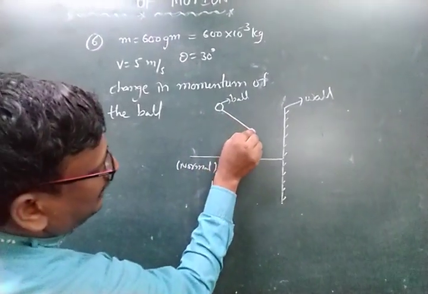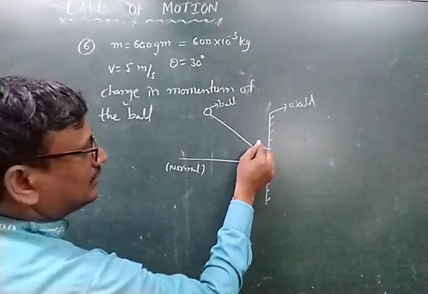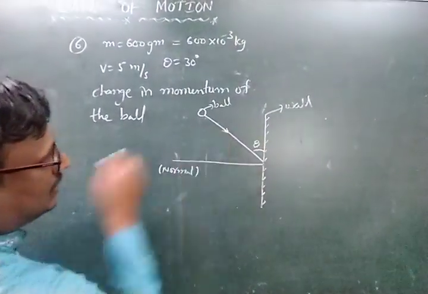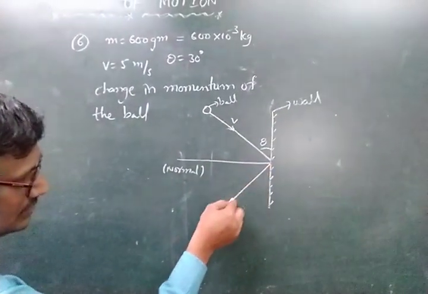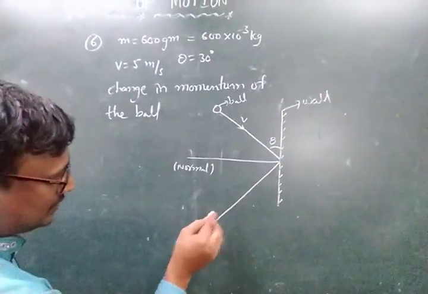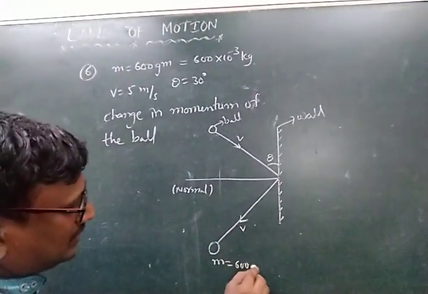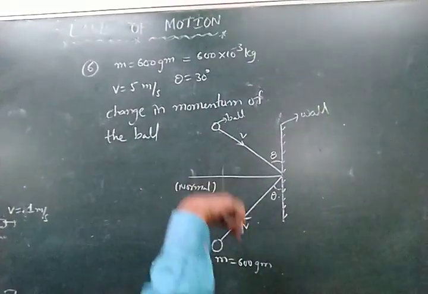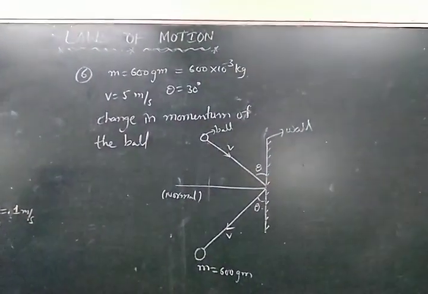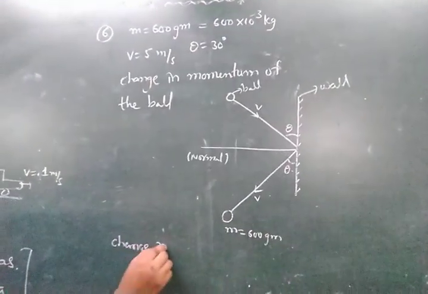This is the direction of striking the wall. The angle made here is theta. Now the direction of the velocity is v. And after that it rebounds and moves in this direction, and its velocity is again v. And the mass is 600 grams. The angle made is theta. Then find the change in momentum. We know the formula for change in momentum.